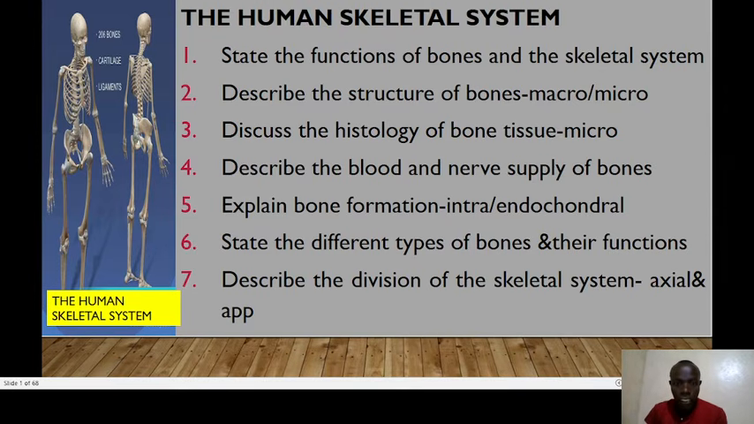Next, we'll be looking at explaining bone formation patterns, both intramembranous ossification and endochondral ossification. Then we'll look at the different types of bones and their functions. And lastly, we'll be able to describe the division of the skeletal system. This includes the axial skeleton and the appendicular skeleton. So, generally, those will be our seven objectives.